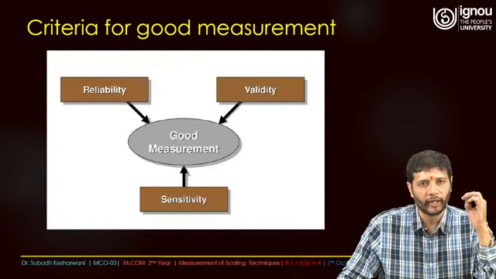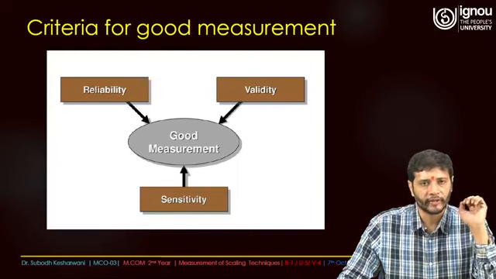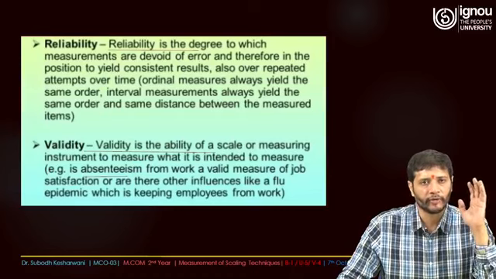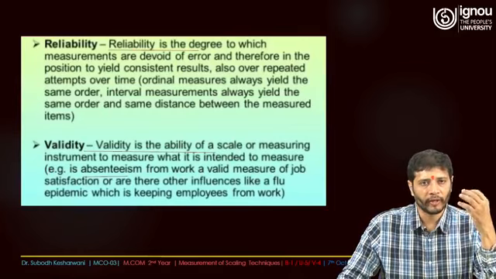Now there are other criteria for good measurement: reliability, validity, and sensitivity. Reliability is the degree to which measurements are devoid of error. We have seen in sampling errors and statistical errors that there are a lot of marginal errors or intervals. So how are we going to come out of that? Reliability plays a very important role: ordinal measures always yield the same order, and interval measurements always yield the same order and the same distance between the measured items.